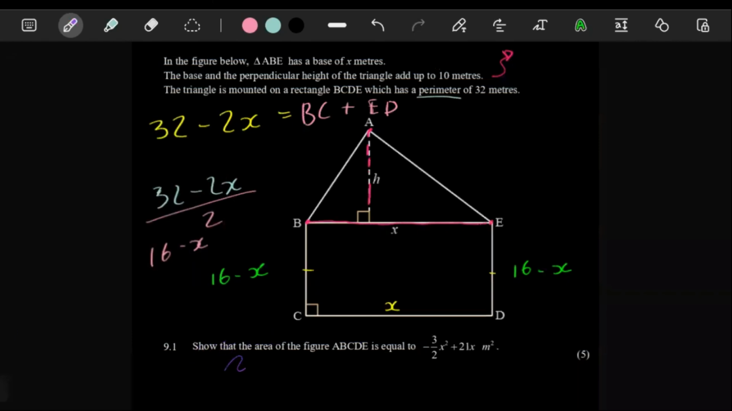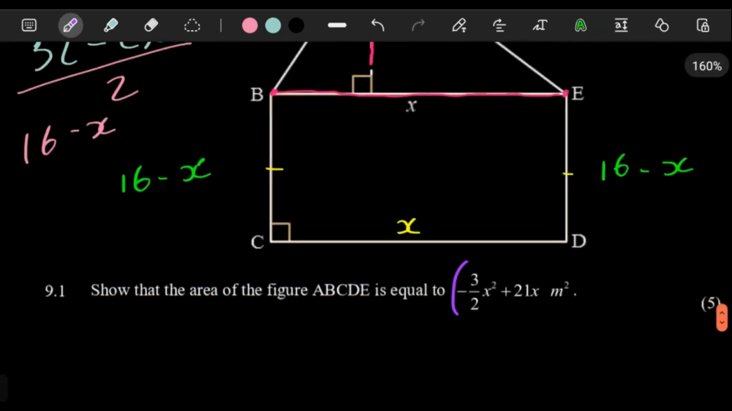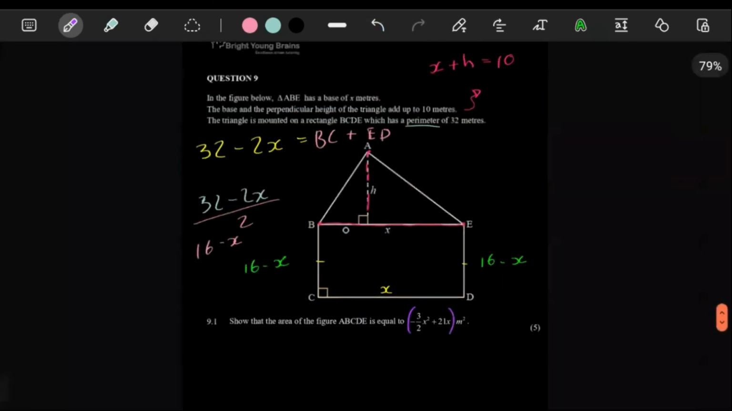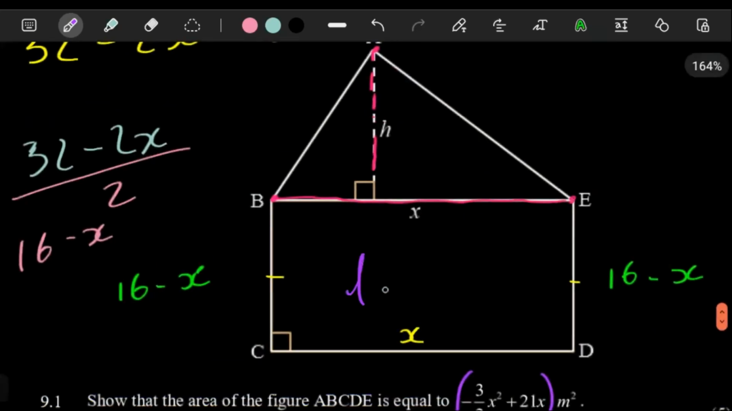Now, if you're going to read this question, show that the area of the figure A, B, C, D, E is equal to this expression. The one thing is that this entire value here is meters squared, right? Which is fine. But this entire value here, there is no other variable except for X. So already you want to know, okay, fine, the area of this shape is not going to be difficult to get. And we already know that the area of this shape here is just length times breadth.